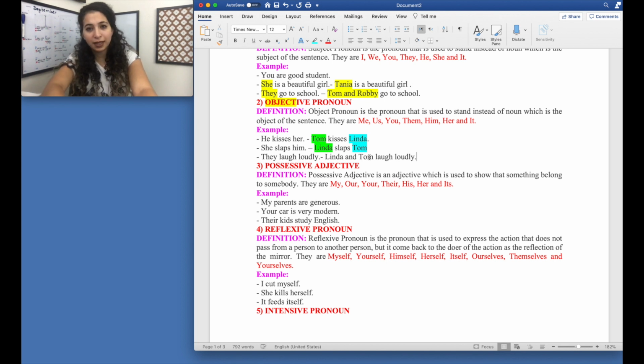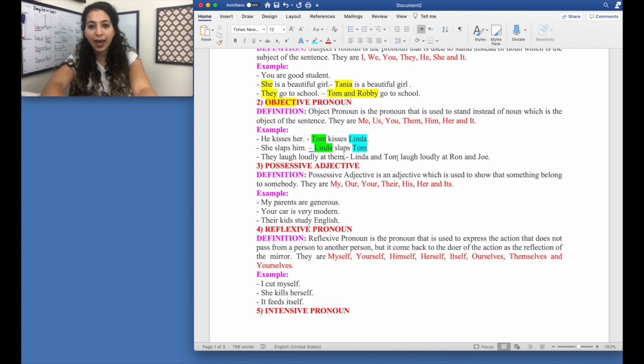Here we see that we don't have an object, right? Linda and Tom laugh loudly at Ron and Joe. Now we have an object of the sentence, which would be: Linda and Tom are doing something to Ron and Joe, which is laughing. So in this case, they laugh loudly at them.